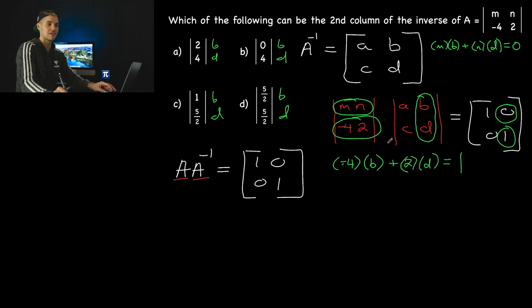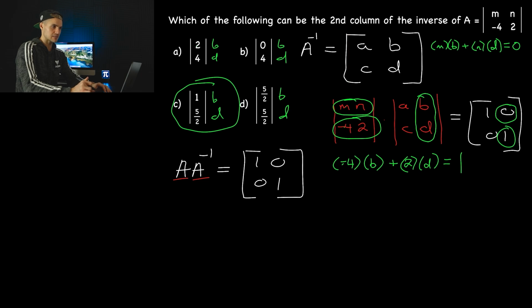-4 plus 5, that does give us 1. So notice that this here is satisfying it. And then let's just do this one to double check. So 5 over 2 times -4, that's going to give us -10 plus 2 times 5 over 2, which is going to give us 5. So -10 plus 5, that gives us -5. That also doesn't give us 1. So this is the only option that is going to satisfy this equation. So that could be the second column of the inverse.